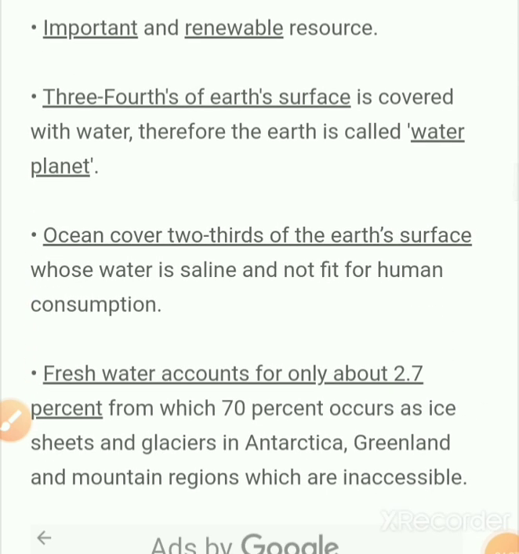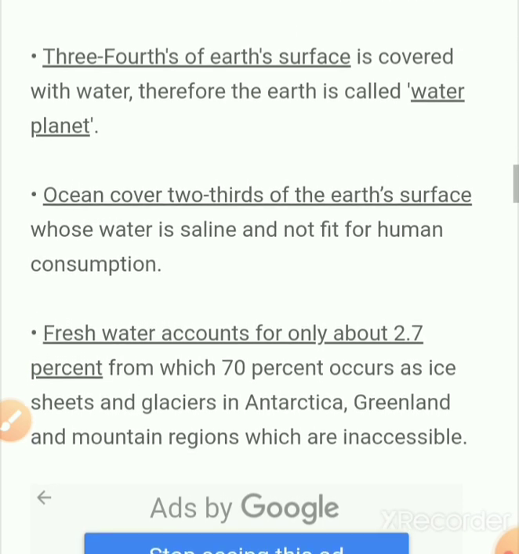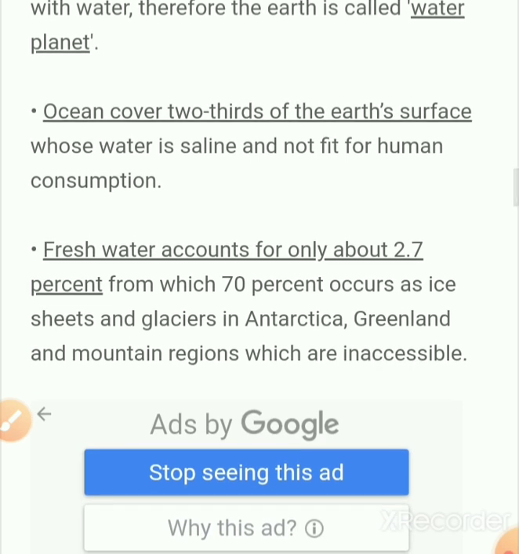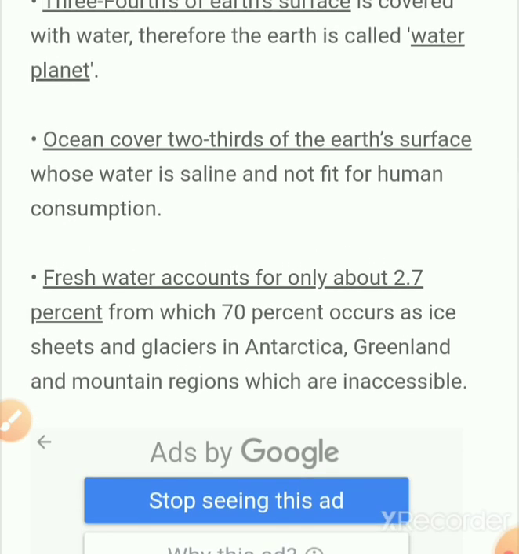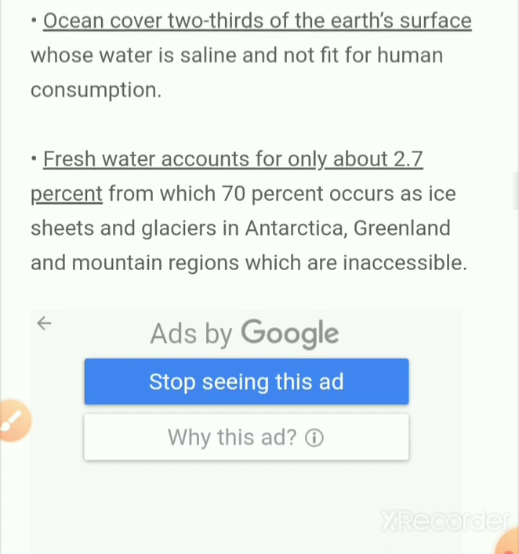Next topic: water, an important as well as renewable resource. Three-fourths of the earth's surface is covered with water, and that's why earth is called the water planet or blue planet. Then next, oceans cover two-thirds of the earth's surface, whose water is saline and not fit for human consumption.